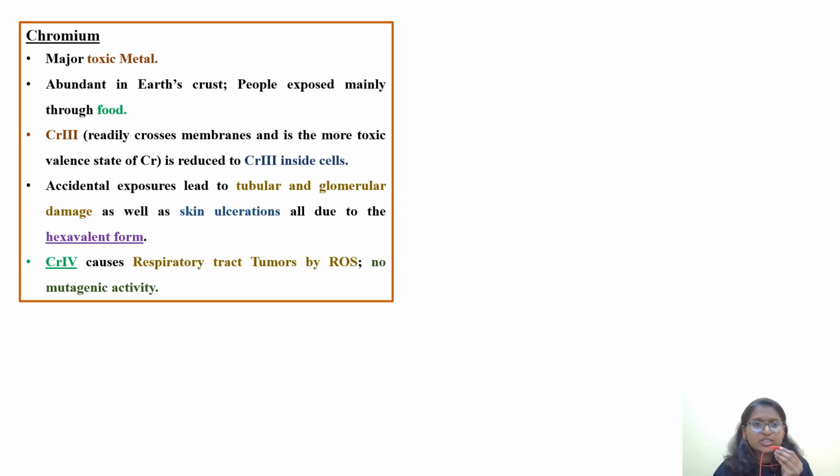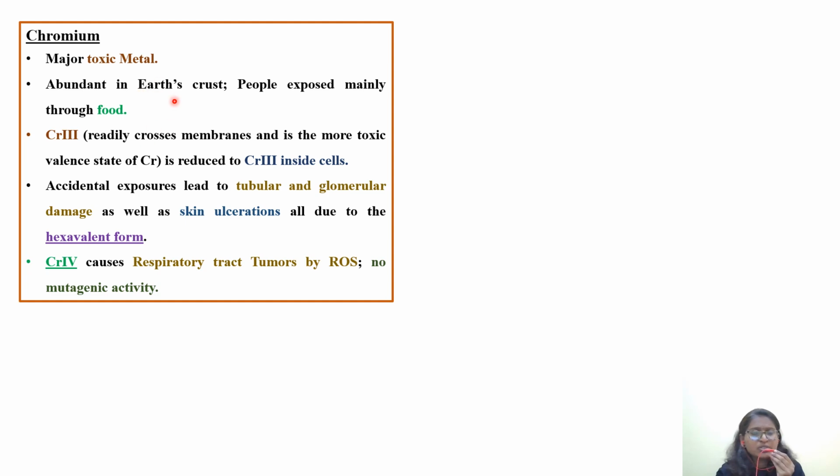Now we'll learn about the second option, chromium. As I previously said, these metals are classified as major or minor toxic metals. So this is a major toxic metal. I think this is based on abundance, how likely the exposure is. Chromium is abundant in the earth's crust. People are exposed mainly through food produced from soil having a high concentration of chromium, so one source of chromium exposure might be food.